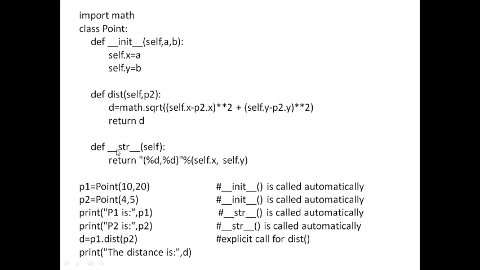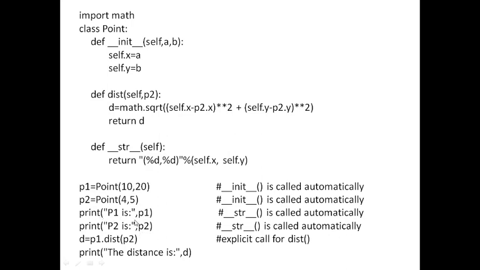Then we have this str function. This str function is called automatically whenever the print function is called. We'll see about this also. We are passing self, nothing but the invoking object, so that it will print the x and y coordinates here. We are taking the p1 object and p2 object initialized with some values, 10, 20 and 4, 5. So it will print the p1 object and the p2 object.